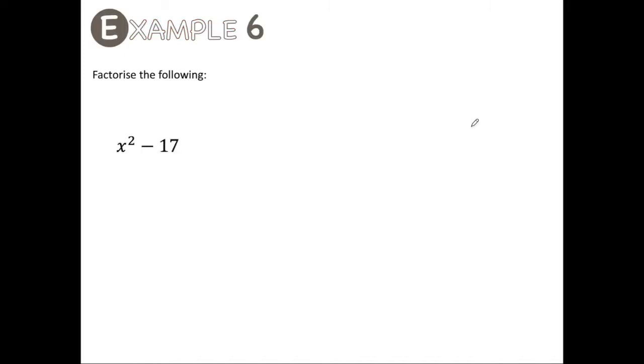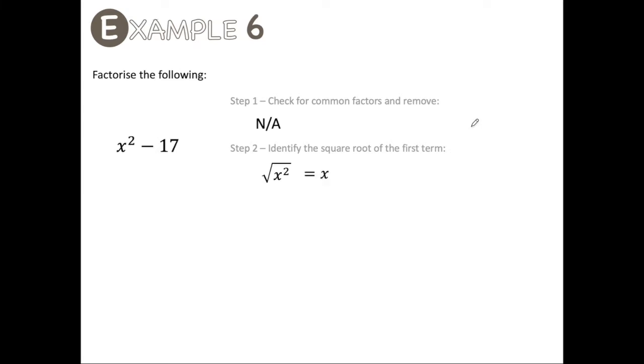Our last example we're going to have a look at is x squared minus 17. So there's no common factors that we can remove. So we have a look and see what our square roots of both our terms are. So we've got a square root of x squared, which is equal to x. And then for the next step, we need to work out what the square root of 17 is.